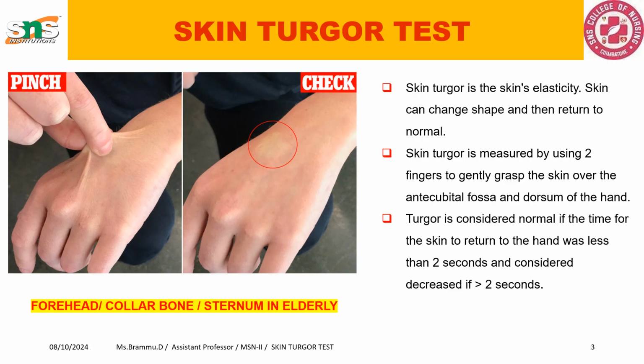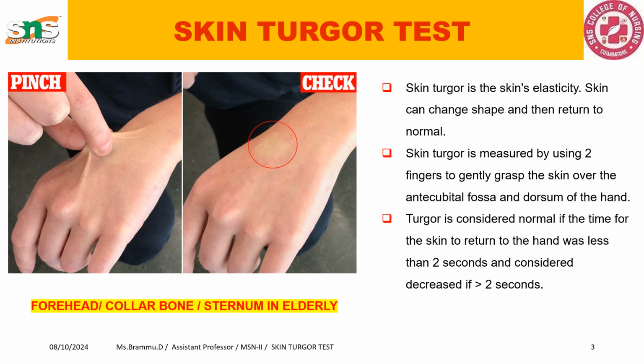So this skin turgor test is nothing but the skin elasticity test, which is done for all the patients to know the level of dehydration. It is measured by using two fingers of the examiner, that is the index finger and the thumb, over the antecubital fossa or on the dorsum of the hand.